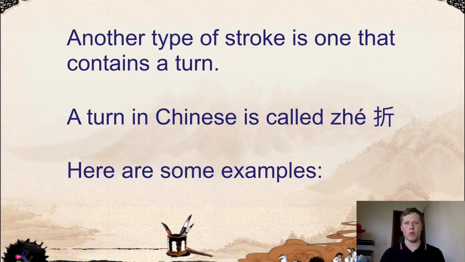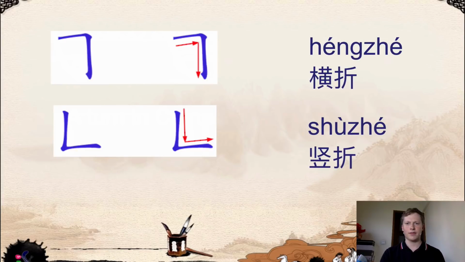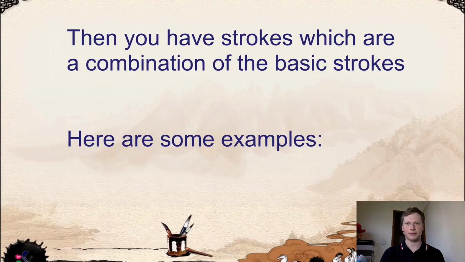Another type of stroke is one that contains a turn, and a turn in Chinese is called 折. So this is just a change of direction in the middle of the stroke. So let's have a look at some examples. The first one is a horizontal line and then a vertical line, so this is a turn. Then we've got a vertical line, then a horizontal line. So this is another change of direction, another turn that you'll see in characters. So these are all the basic strokes. Depending on who you ask, there may be 6 basic strokes or 8 basic strokes described.